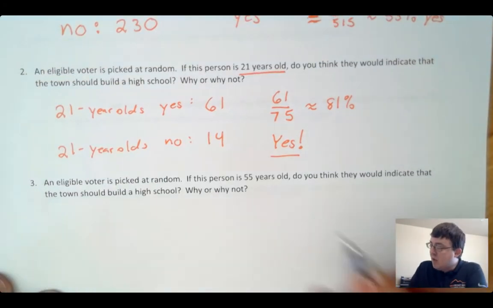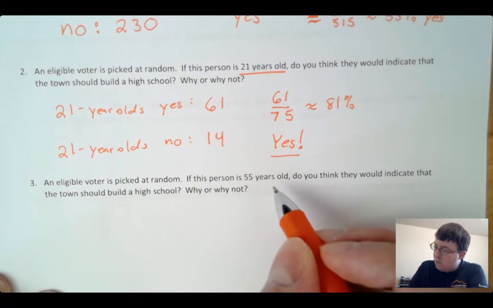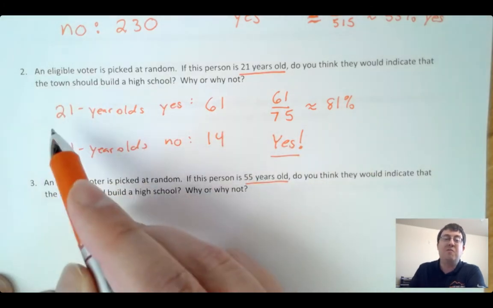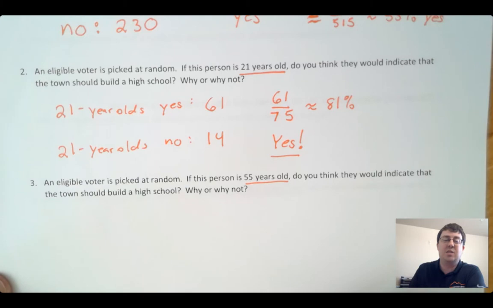Lastly, I want you to do the same thing for 55-year-olds. If I chose someone at random and they were 55 years old, would they want to build a new high school or not? Take a pause here. Do the same thing I did for 21-year-olds for someone who's 55 years old. And I'll go over the answer in just a second.